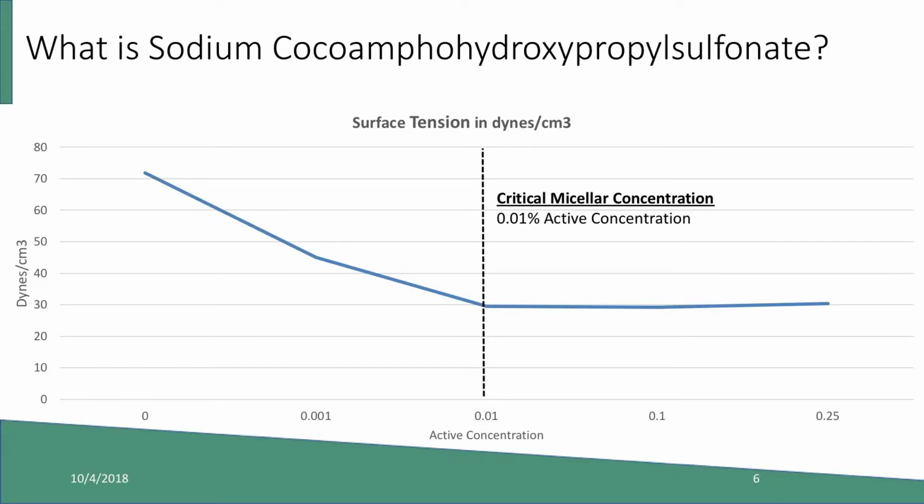One of those other key properties you want to know about your surfactant is the CMC, or the critical micelle concentration. As you can see here, our surface tension, as you add the surfactant, eventually levels off, and you can start getting that cleansing action at about 0.01% active concentration. So if you have a low concentration you need to use in your formulation, we're able to bring that cleansing power.